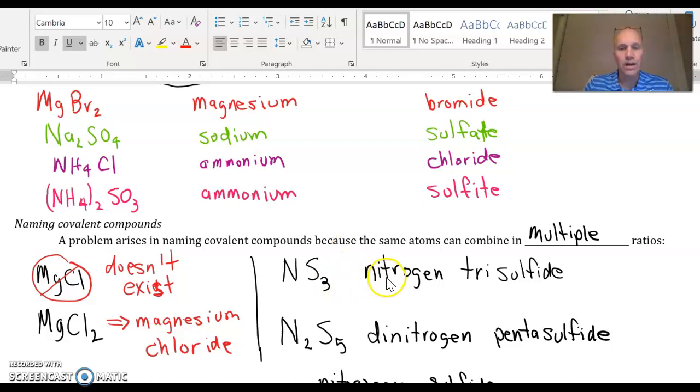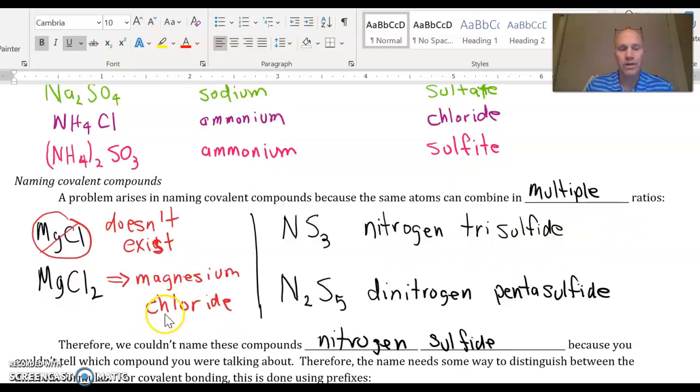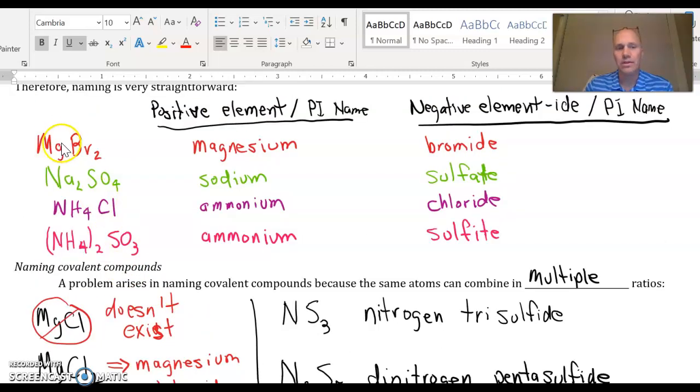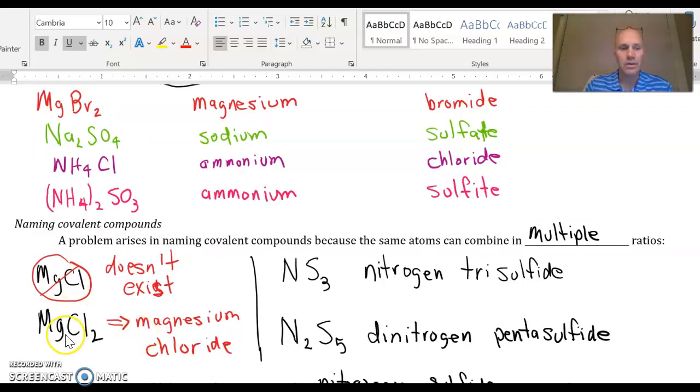A problem would arise when you're trying to name covalent compounds because the same atoms can combine in multiple ratios. Whenever we named ionic compounds, notice that there's nothing about the name, just reading the name, that would tell you how many of the different atoms there are. For example, if I were to name MgCl2, its name would just be magnesium chloride. So how do we know what the formula is if this is its name?